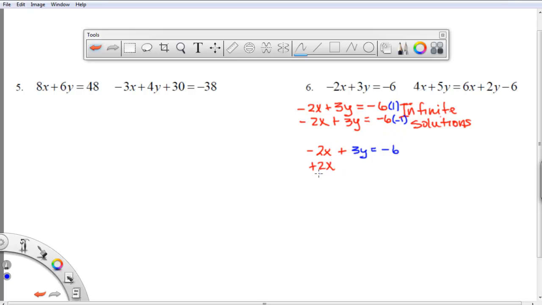Now for the next one, I have a negative times a negative makes me a positive. A negative times a positive makes a negative. So that'll be a negative 3y. And negative times a negative will be a positive, and that will be 6.